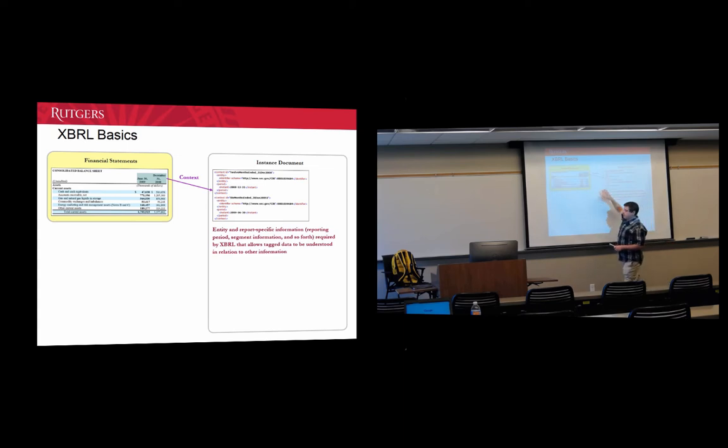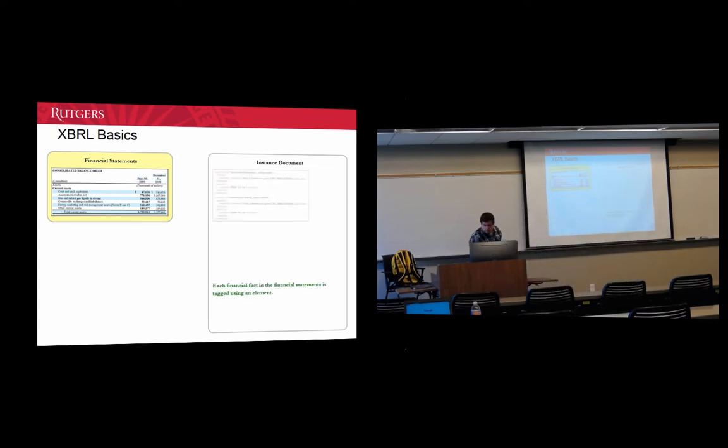So this is the idea behind the context programming. And then when you get to element tagging, this is what it looks like, right? So you have this information here. So this is saying, this is going to be tagged as cash and cash equivalent value. So that's what this first red portion here is. This is the name of the tag, right? This is what is in the actual taxonomy of XBRL.